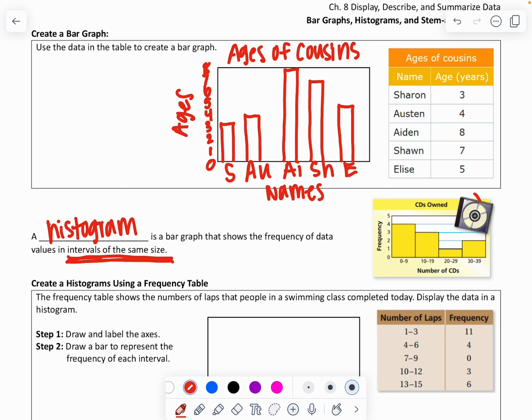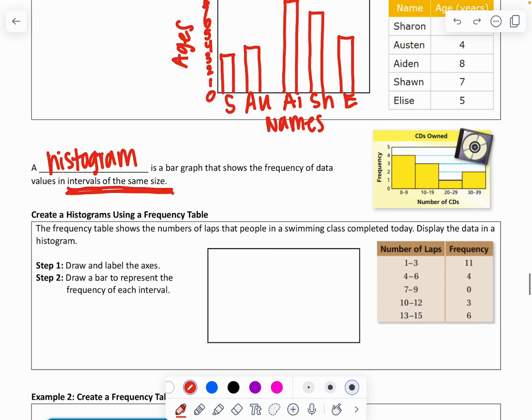So if you look over at the histogram that it gives you, it says CDs owned. Some differences between the bar graph and a histogram is that the bars touch on the histograms. They're all touching. There's no space in between them. And then the other difference is that it's not just 0, 1, 2, 3 down at the bottom. They're in intervals. So this first one is showing 0 to 9 CDs, then 10 to 19 CDs, 20 to 29, and then 30 to 39. So it's an interval. So we don't know the exact number that someone has. We just know that it's somewhere between 0 and 9 and so forth.